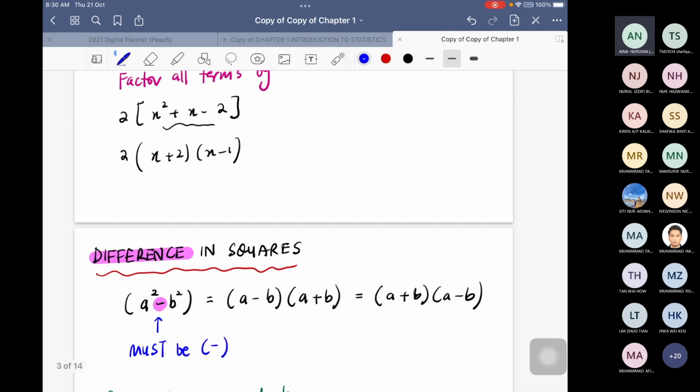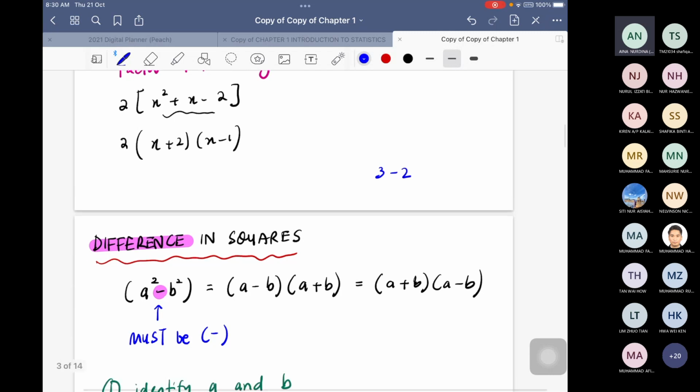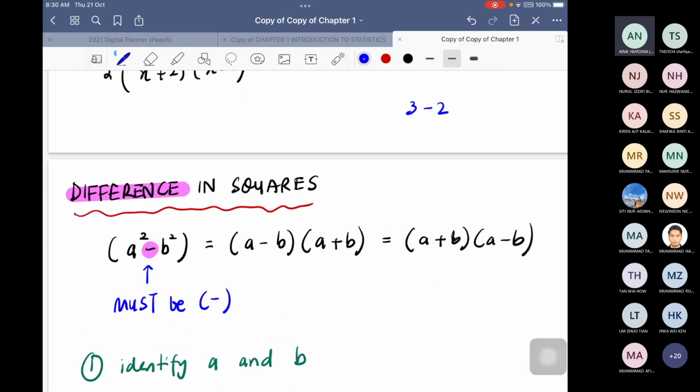So kalau I kata, what is the difference between 3 and 2? Beza antara 3 dengan 2. So maknanya dia adalah 3 tolak 2. So difference refer to the minus operation. Okay, so kalaulah you ada term that looks like this, maknanya you ada 2 term. And 2-2 term tu kita boleh jadikan dia sebagai square. So A square tolak B square. So factorization dia adalah A tolak B darab dengan A tambah B.